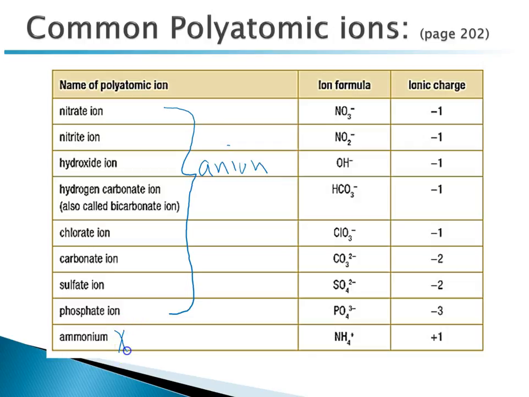Okay, down here we have ammonium. Ammonium is the one cation that's a polyatomic that you're going to need to know, and it's NH4 and it has a +1 charge. So because it is a cation, it could actually come first in naming versus the anions that would be the second part of the name. So please remember that one.